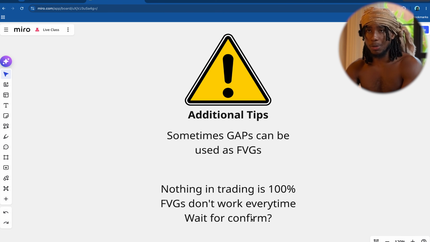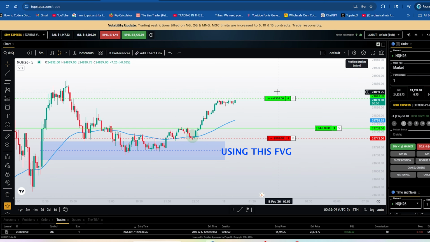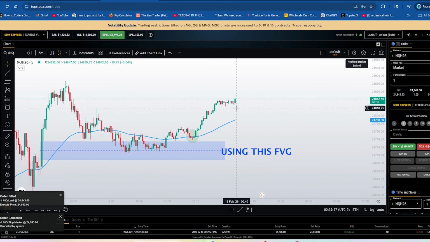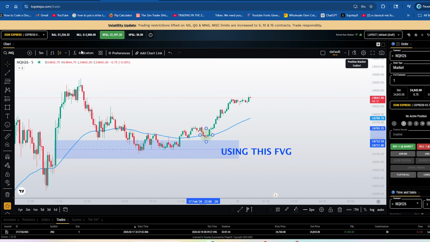So now I'm going to show you guys an example of me making $1,500 on a funded account with TopStep using a fair value gap, and I'll leave you guys with that. All right, we're closing in on our take profit for $1,500. Just like that, we just made $1,500 on this live funded account on TopStep.